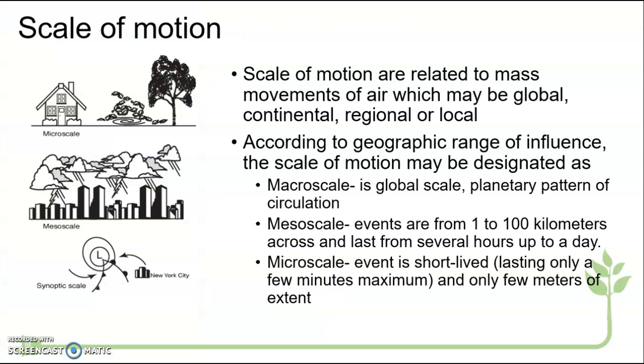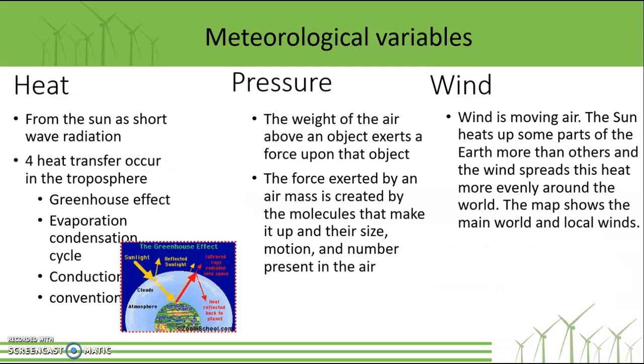But first we need to understand what the scale of motion is. Scale of motion is related to the mass movement of air, which may be global, continental, regional, or local. According to geographic range of influence, the scale of motion may be designated as macroscale, mesoscale, and microscale. I believe you can read this part on your own, so I skip this.